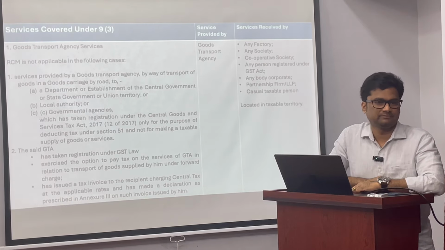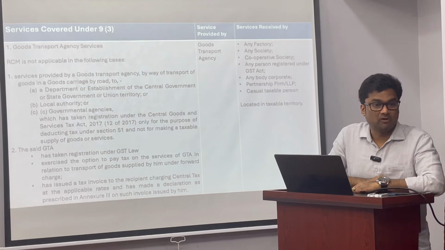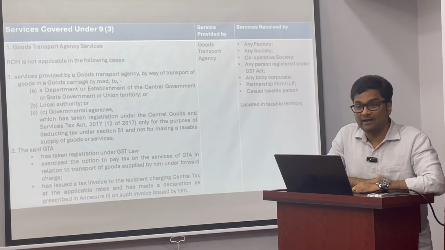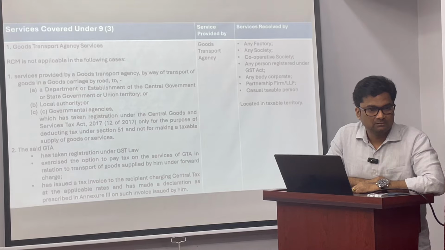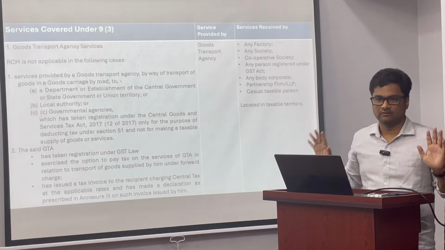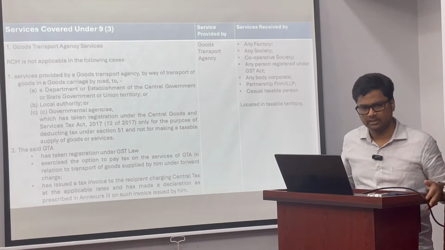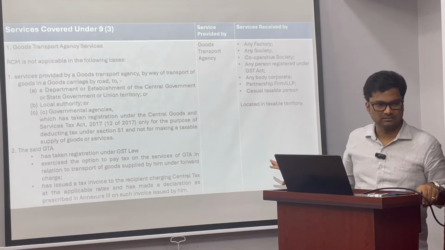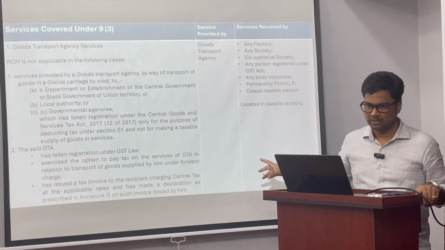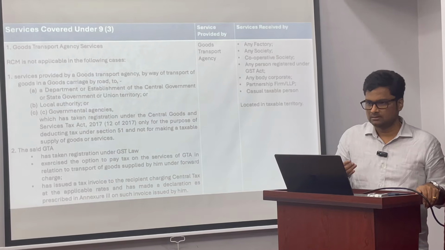Now they have an option. It is not necessary that it should always be RCM. Law has given them an option. What is that option? You can come forward, register and say, sir, I will pay under forward charge mechanism. Got the point? Yes, you can do so. Rarely it happens. This is one of the clauses. Otherwise, you will not have any option. But they got an option. GTA can come out and say, sir, I will pay.